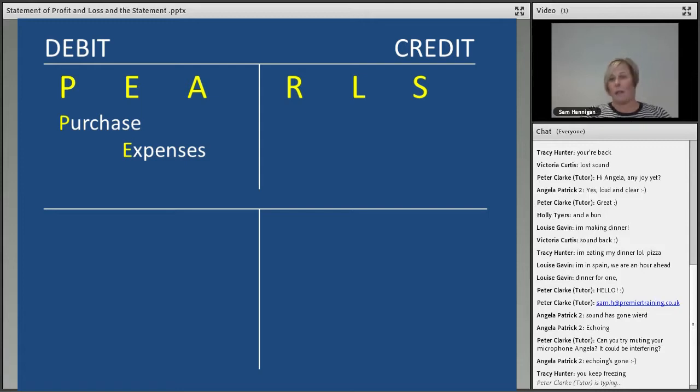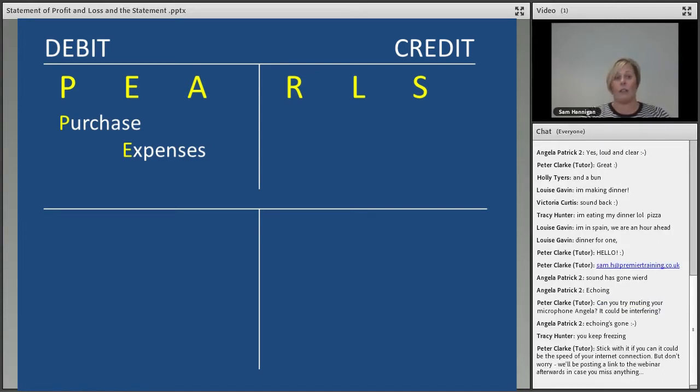So every expense you can think of, rent, rates, light, heat, wages, telephone, are all expenses, everyday revenue expenditure. So they are your debits. A is for assets, so these are your non-current assets and current assets. Your non-current assets are items that the business owns that will last longer than a year, so we're going to depreciate them over their useful economic life.